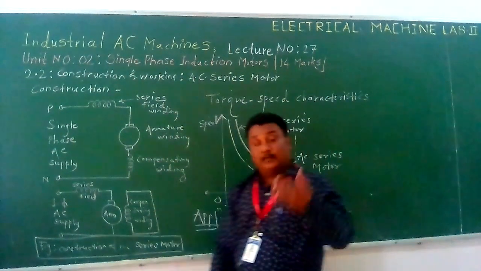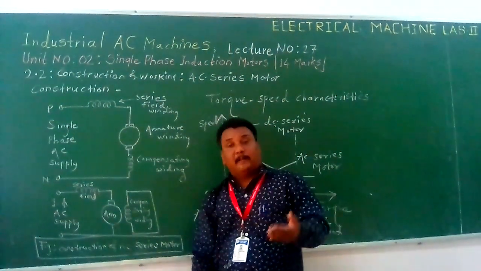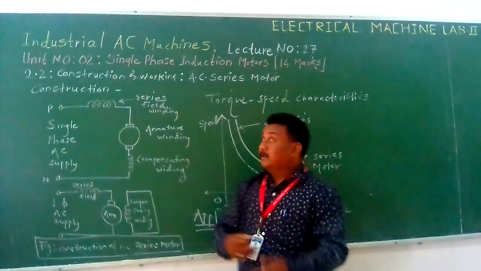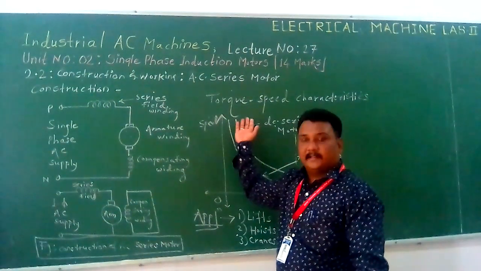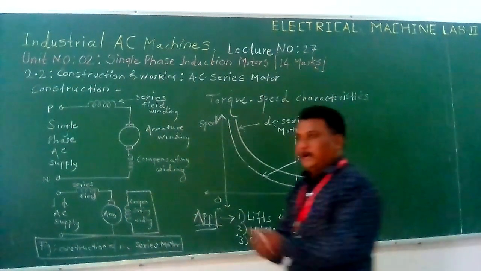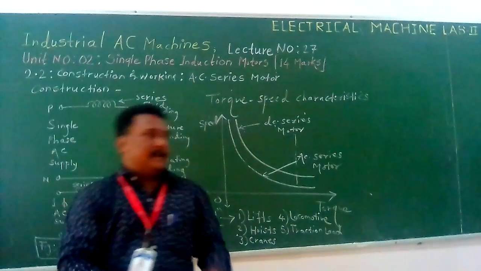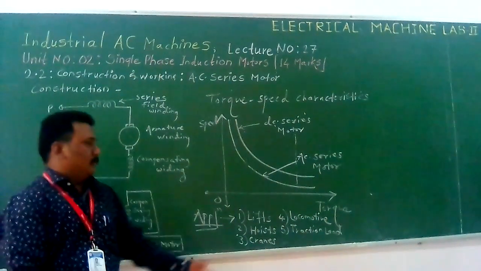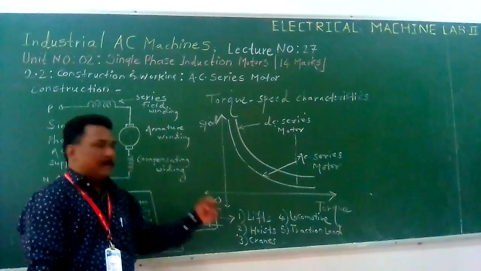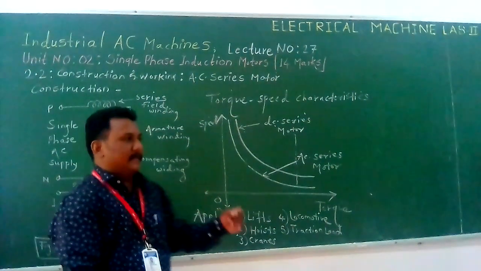Then we saw its working, then its speed control, then direction of reversal, then its torque speed characteristics, and finally its applications. The applications are lifts, hoists, cranes, locomotives, electrical traction load, etc. are the applications of the AC series motor. Today's lecture is concluded here.